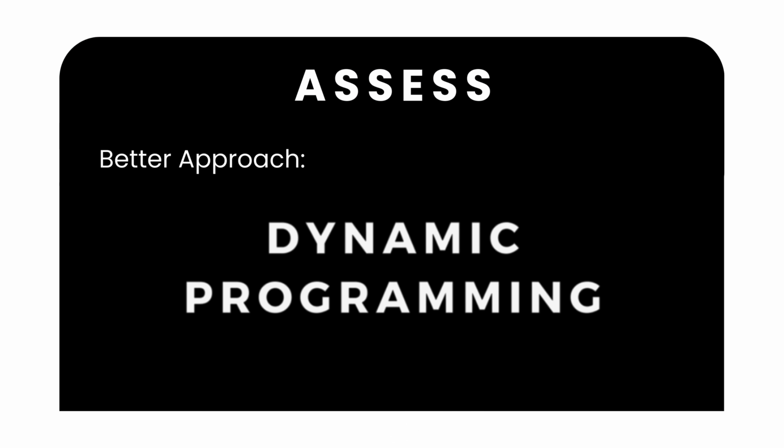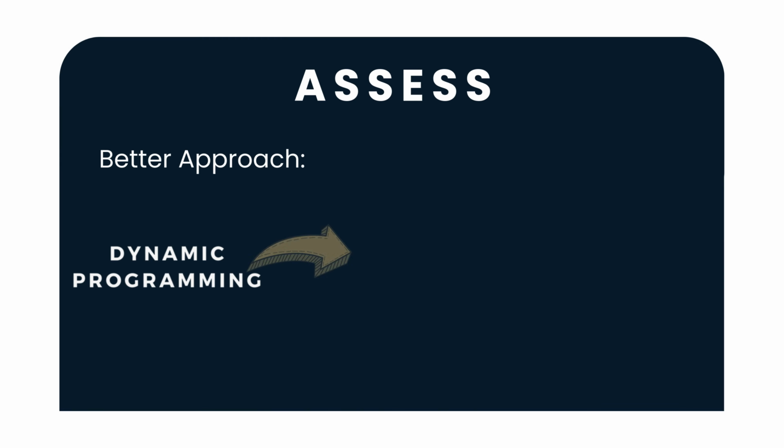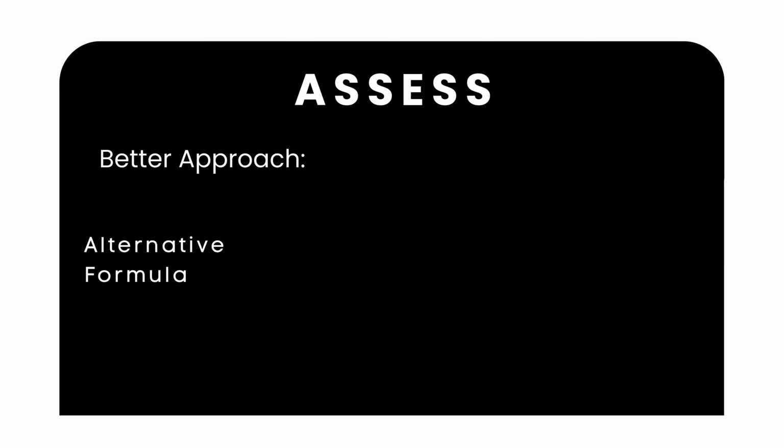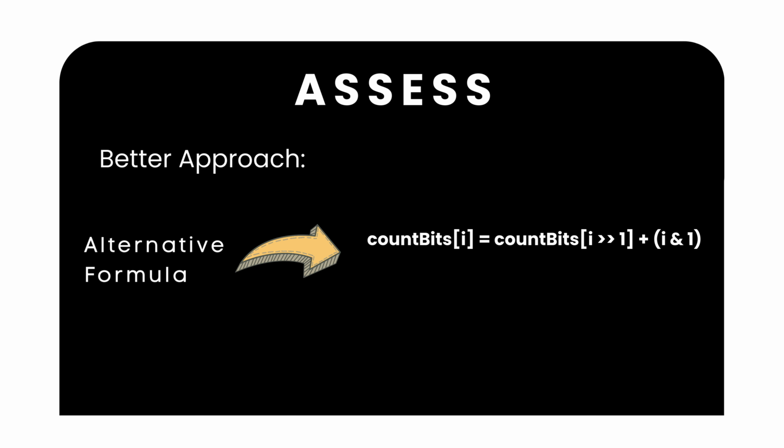There's a dynamic programming trick. Using another pattern, countBits(i) equals countBits(i right shift by 1) plus (i and 1). That's because shifting i right by 1 drops the least significant bit, and i and 1 tells you if that dropped bit was a 1. This lets us fill the answer array in O(n) time.